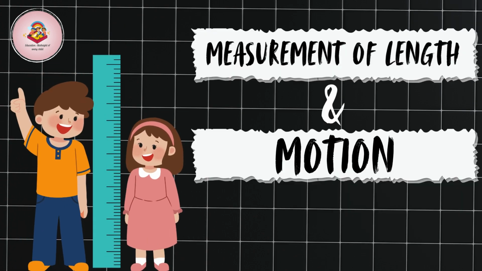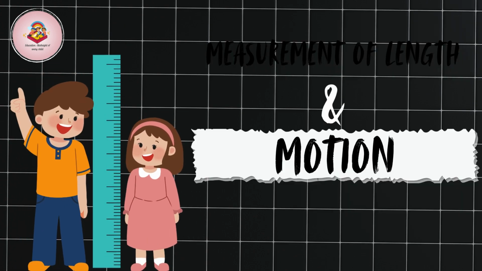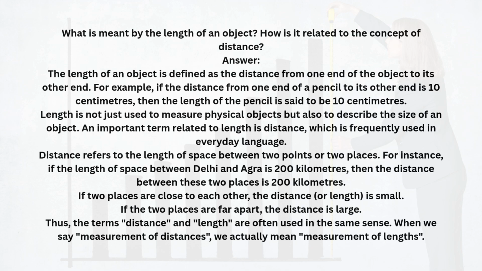Measurement of length and motion. First of all, we'll start with what is meant by length of an object and how it is related to the concept of distance. The length of an object is defined as the distance from one end of the object to its other end. For example, if the distance from one end of a pencil to the other end is 10 centimeters, then the length is said to be 10 centimeters.